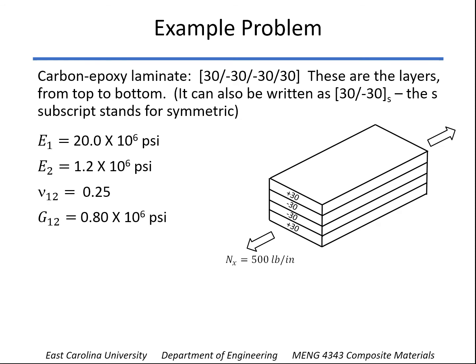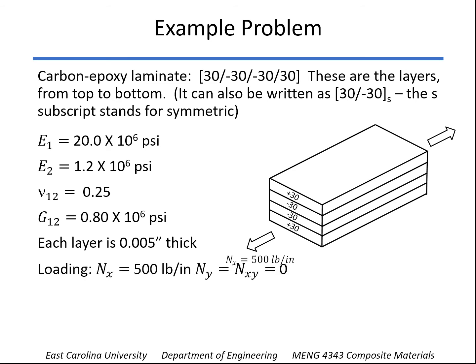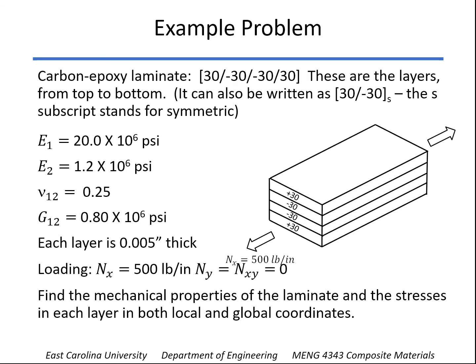Here are the properties that come off of the summary sheets for carbon epoxy, and we'll assume that each layer is 5/1000 of an inch thick. And again, our loading, 500 pounds per inch, is the stress resultant in the x direction. The other two are equal to 0. And so we want to find the mechanical properties of the laminate, as well as the stresses in each layer in the local and global coordinate systems.